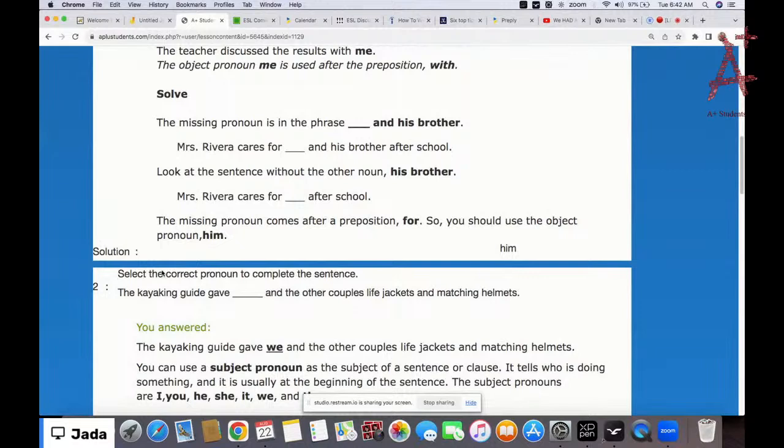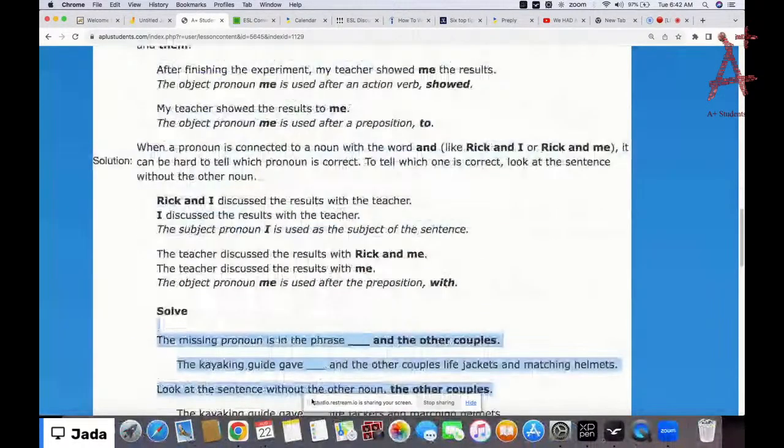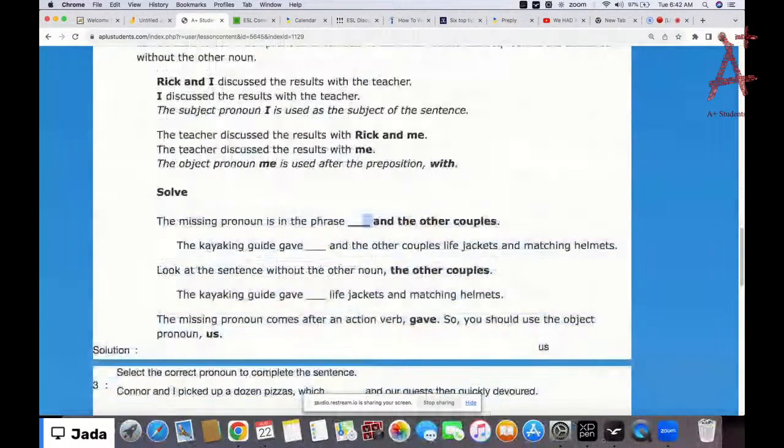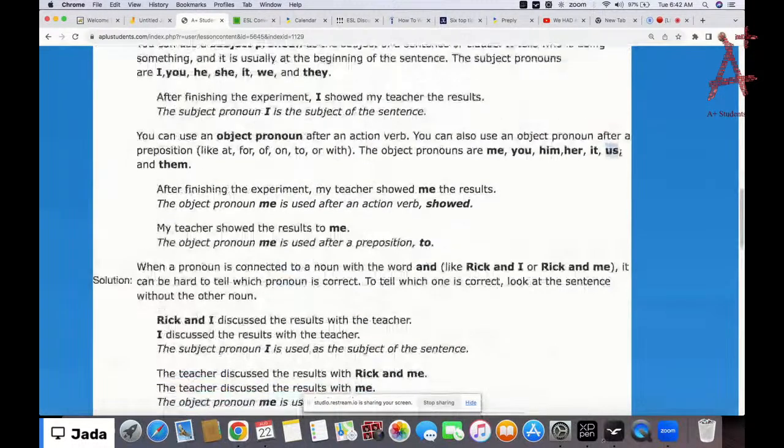So now: the kayaking guide gave Dash and the other couples life jackets and matching helmets. Now it says "and the other couples." It gave Dash and the other couples. Is it going to be a subject or a pronoun? We can see that "gave" here is an action verb, right? So just before the answer it's an action verb. So what are we going to have? An object pronoun, right? So we have an object pronoun here, which is "us." So it gave us.